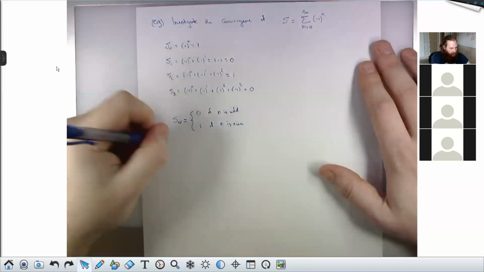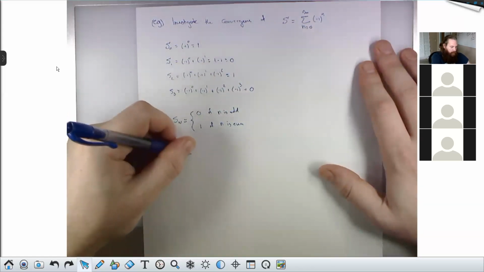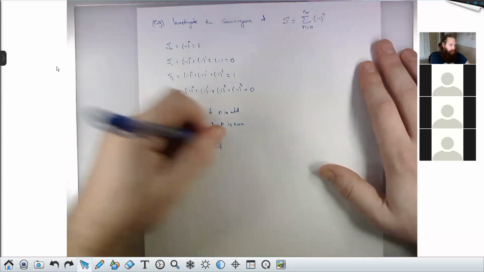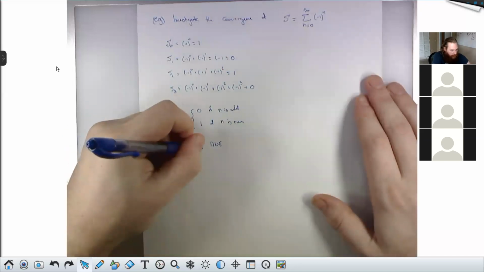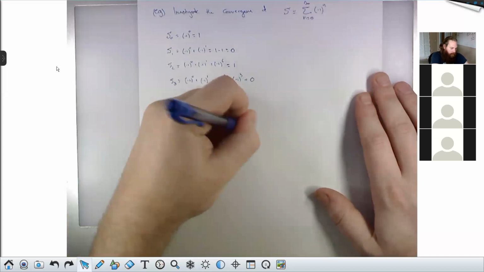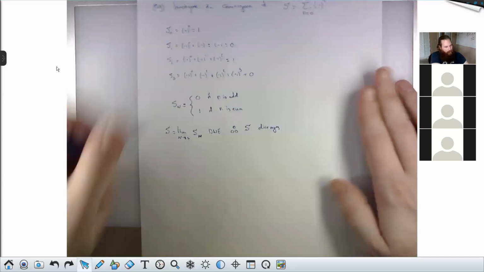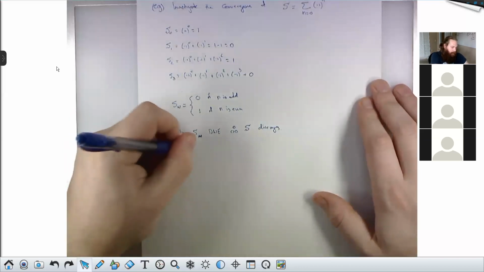So the limit of the S_N's, which is S, does not exist, because it just goes 0, 1, 0, 1, 0, 1, 0, 1. So there is no limit. They aren't settling down on any particular value as capital N goes off to infinity. Therefore, the series S diverges. Or, by TFD.